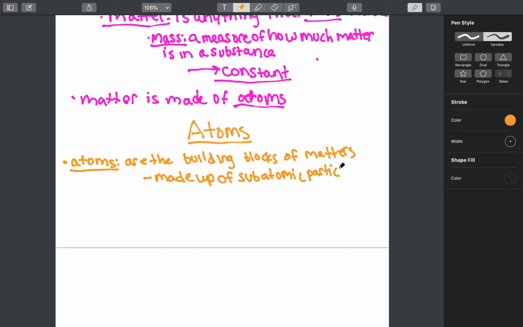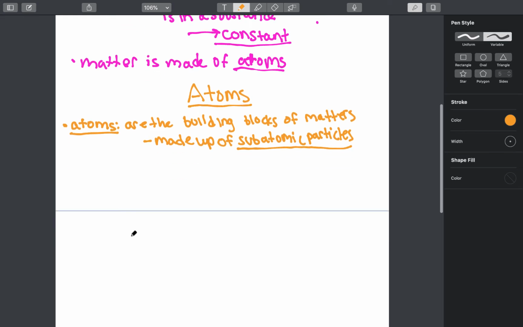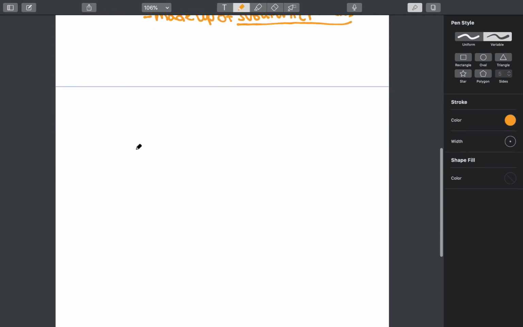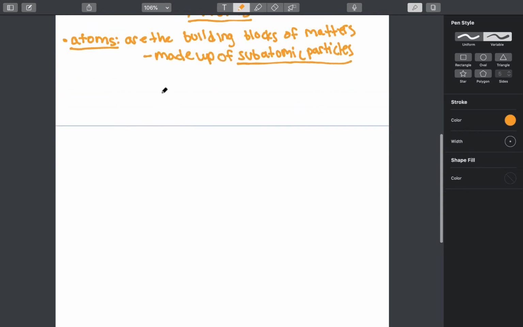Now atoms themselves, even though they're very small, are made up of something called subatomic particles. So what is a subatomic particle? Subatomic particles are what make up atoms. And for general chemistry, there are 3 subatomic particles that you need to be worried about. The first one is the proton.